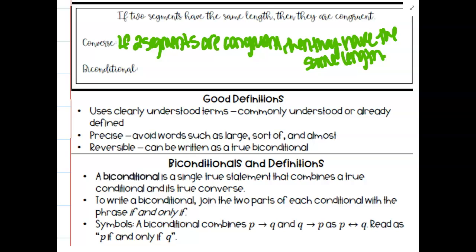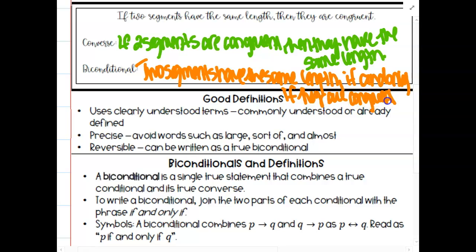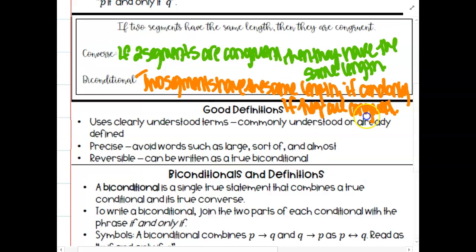We'll go back to the conditional. So how we're going to write this is we're going to say: two segments have the same length if and only if they are congruent.